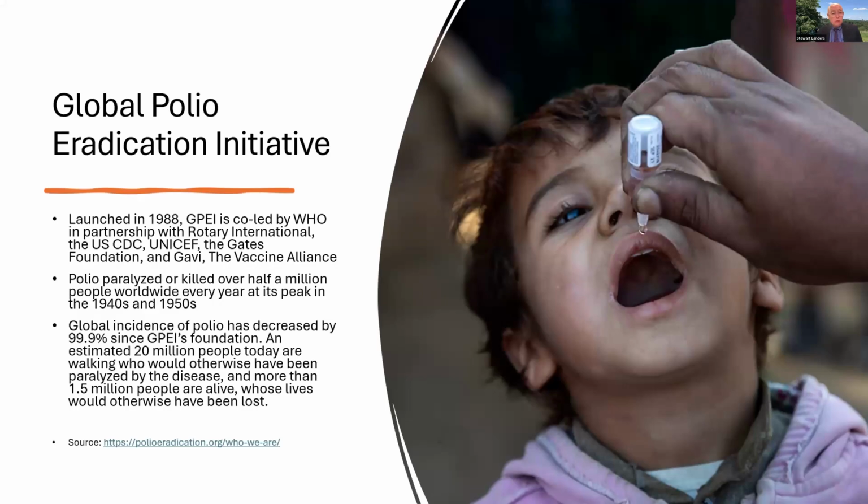The Global Polio Eradication Initiative, known as GPEI, represents a public-private alliance, including the US CDC, UNICEF, the Gates Foundation, and Gavi. Polio paralyzed or killed over 500,000 people worldwide every year at its peak in the 1940s and 1950s. It has decreased across the globe since GPEI's inception in 1988. An estimated 20 million people are walking today who might otherwise have been paralyzed, and more than 1.5 million people are alive who would not have survived this disease.